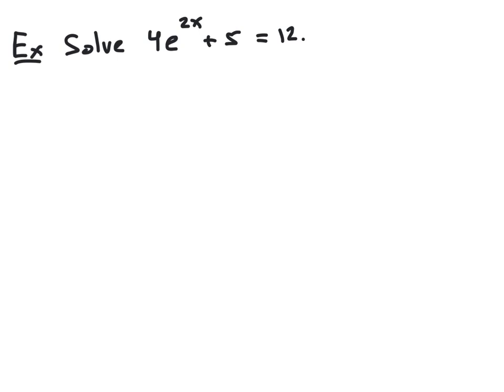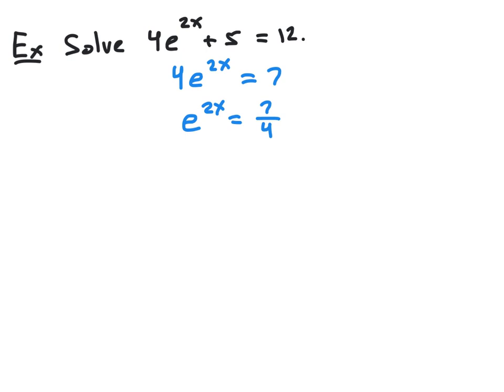In this example, let's solve 4 times e to the 2x plus 5 equals 12. This is pretty similar to the previous example. We're first going to isolate the exponential term on the left side and then take natural log. To isolate the exponential term, we'll start by subtracting 5 from both sides and get 4e to the 2x equals 7. And we'll then divide both sides by 4 to get e to the 2x equals the fraction 7/4.